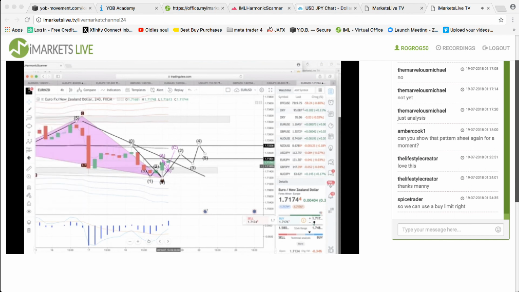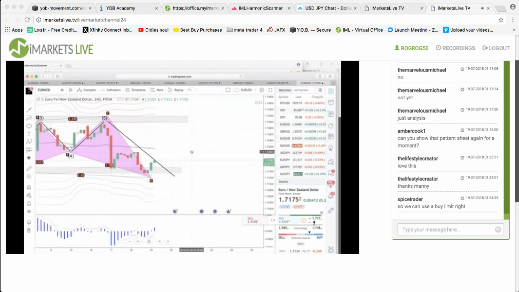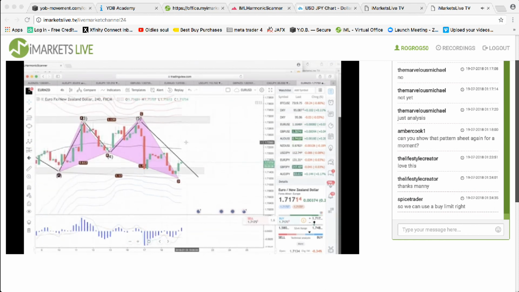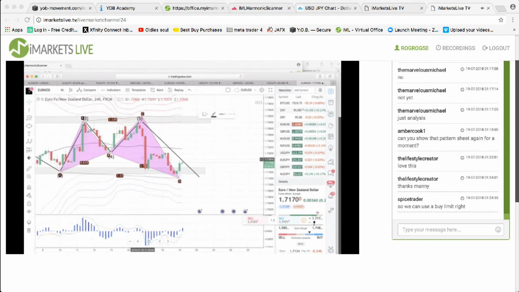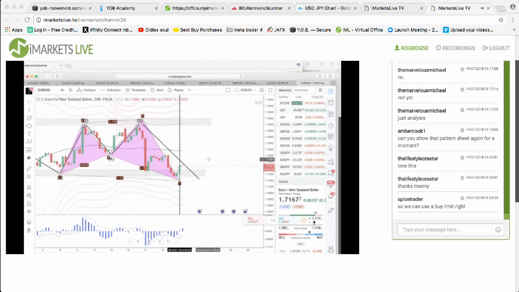Okay, let me delete all this other fun stuff for you over here. Okay, we had all this beautiful analysis going down over here. Now, just to manage where you're going to be taking this trade to, what I like to do is get a vertical line right where the pattern completed. Okay, I'll get that nice vertical line.